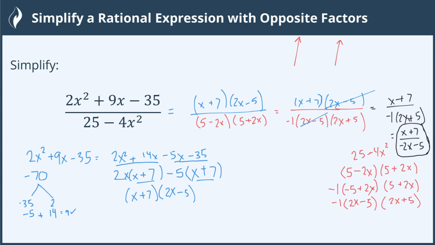Now, one thing to note is right here, if you recognize that this is in kind of an interesting format where we have 25 minus 4x squared, you could rewrite it as -4x squared plus 25 and factor out a -1 during that step, 4x squared minus 25. And you would eventually end up with this same answer. However, if you don't recognize that in this step, that's okay. When you get to this step and you recognize that you have opposite factors, at that point you can say, oh, okay, I know what to do here. I'm going to factor out a -1, and then I will no longer have opposite factors.